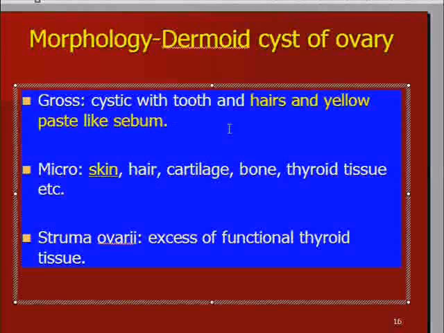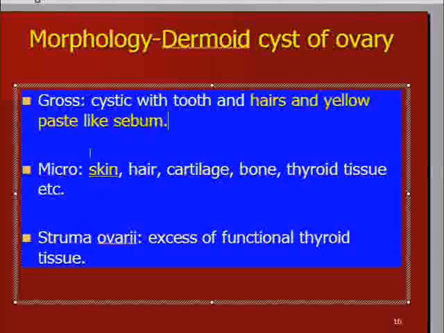The moment you cut, you can see something coming out almost like a toothpaste, yellow in color. And this is what we see in a dermoid cyst of the ovary. And the paste-like sebum is nothing but keratin. Microscopically, you can see anything you like to see. Anything you like to see in the human body.